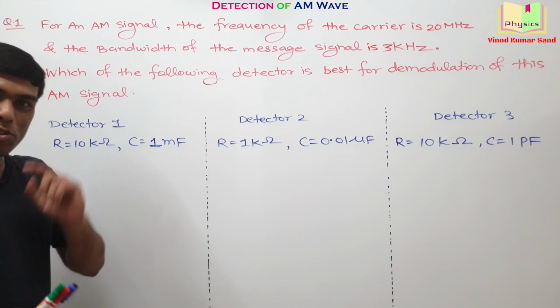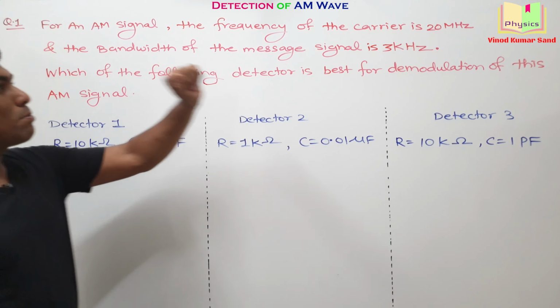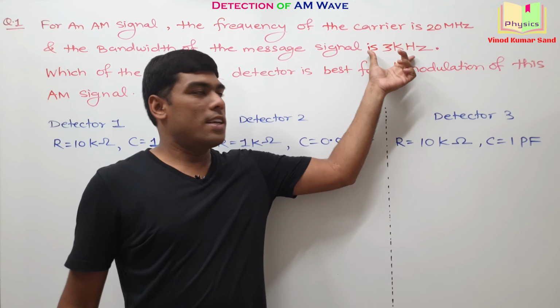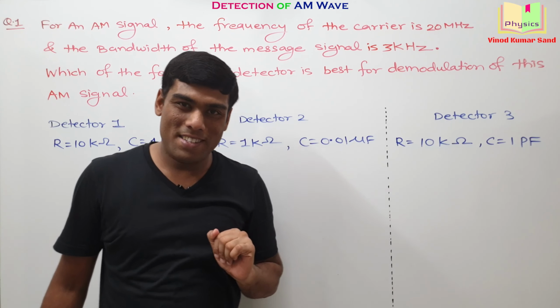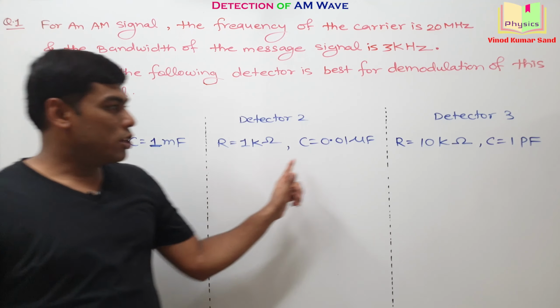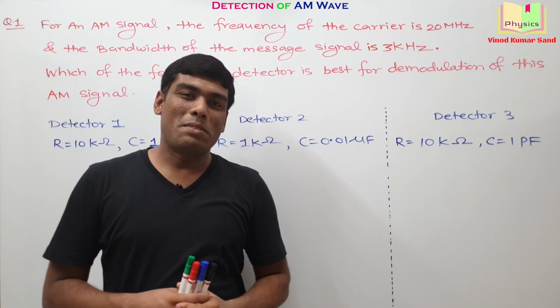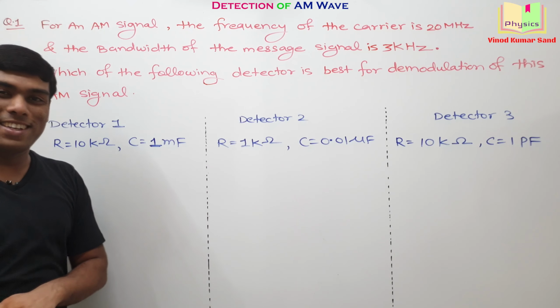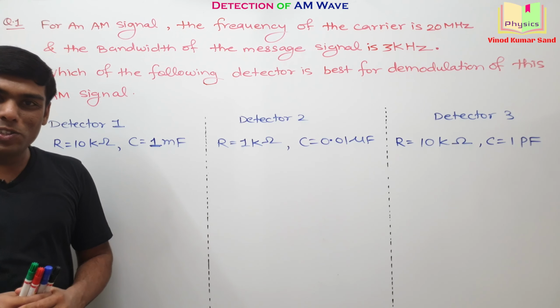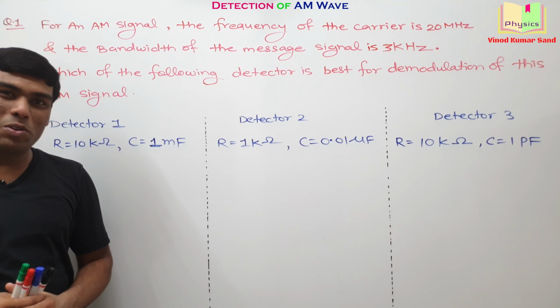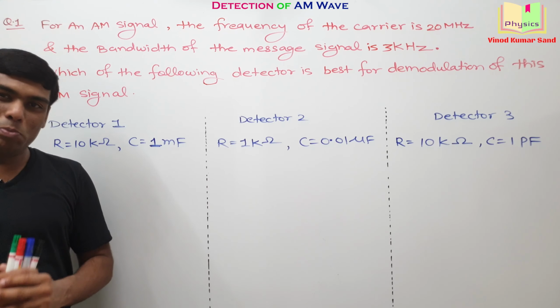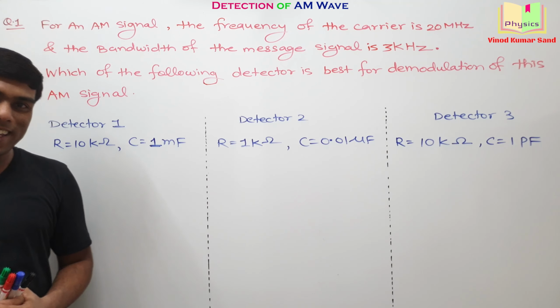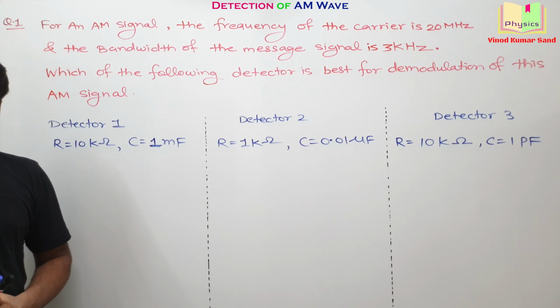Here we can see the first question. For an AM signal, we know the carrier frequency as well as the bandwidth of the message signal. Using which detector can this signal be demodulated? Which is the best detector among these three? Simple formula based question. The formula was written on the previous screen if you remember. So you may pause the video here and give it a quick try, and then we'll check the answer on the board.